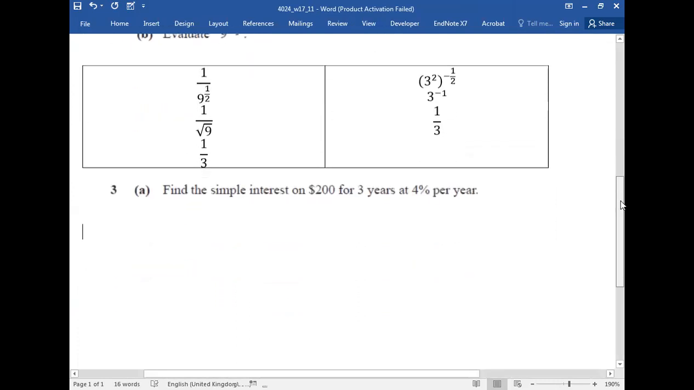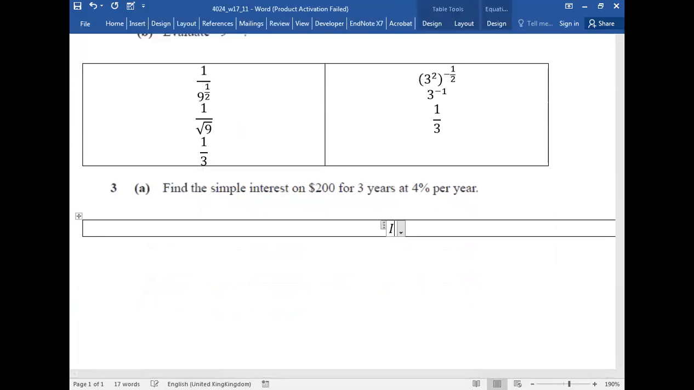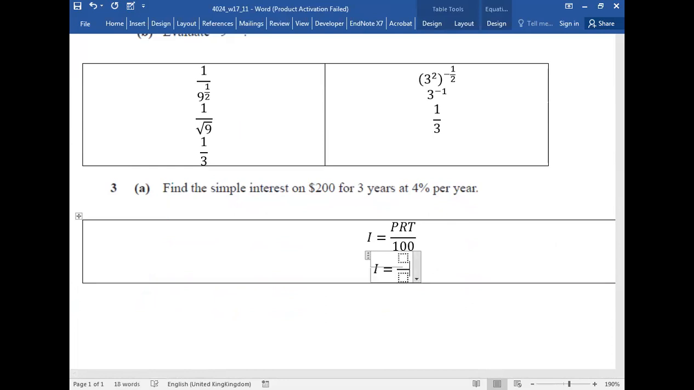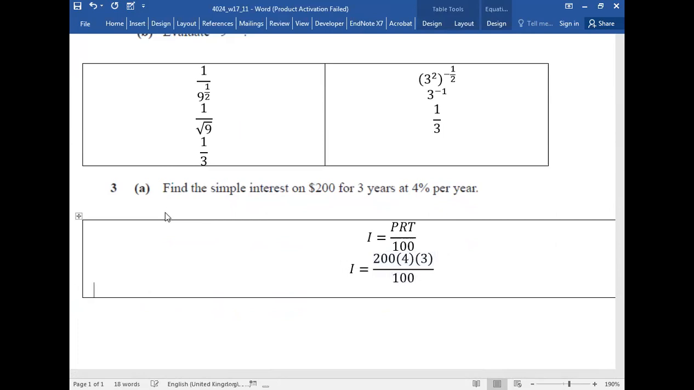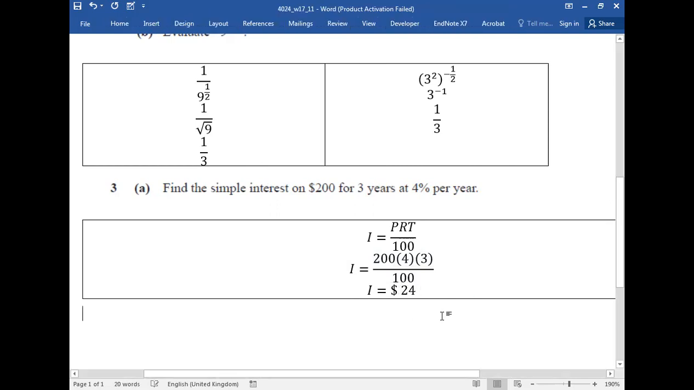Simple interest for 3 years at 4% per year. Interest is PRT upon 100. Remember, this gives us interest. Principal is 200. Years are 3. Rate is 4, and it is divided by 100. Can you simplify? Can we cancel these two zeros? Yes, we can, because nothing is being added or subtracted on top. All of these are multiplying. So 2 into 4 is 8. 8 into 3 is $24, the simple interest.